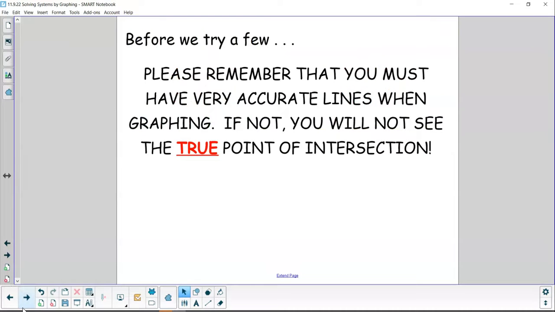So before we get started with graphing, please remember that you must have very accurate lines when graphing. If not, you will not see the true point of intersection.